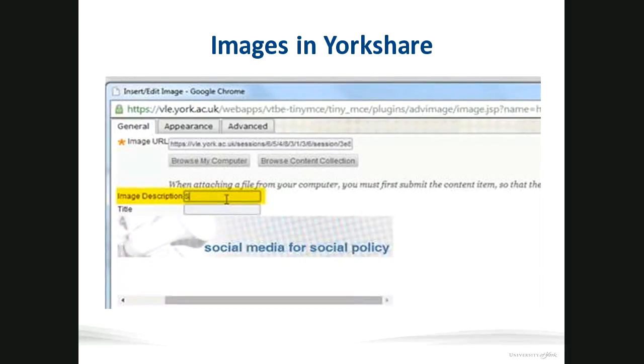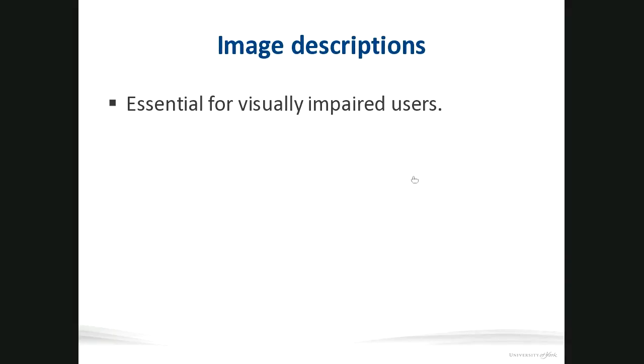So image descriptions are essentially for visually impaired users, and that can be completely blind students. It can be those with partial sight. Some students also use screen magnifiers, so they can only see certain parts of the screen at any one time. And so the image descriptions help them to get a fuller sense of those images, particularly if they're large images.